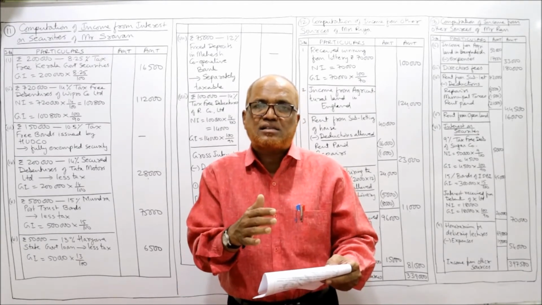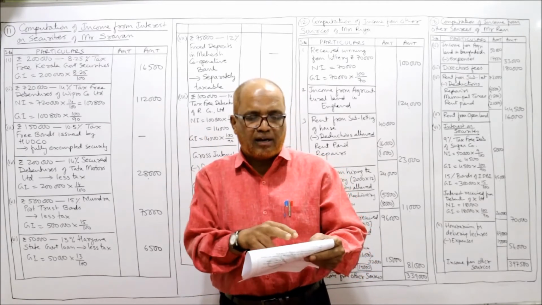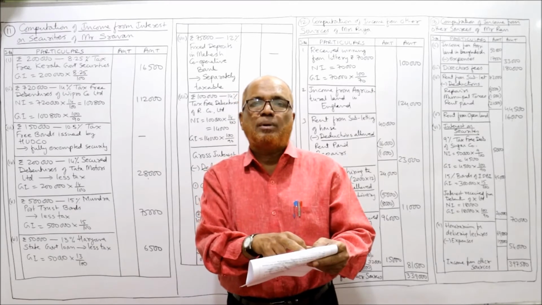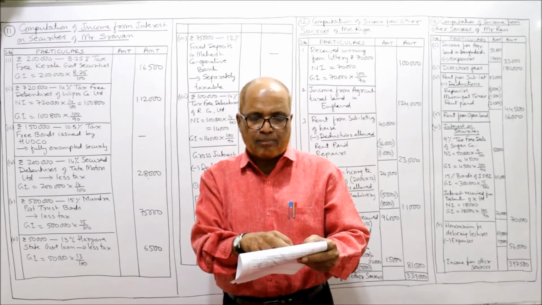When it is less tax, one step: gross interest is equal to face value into rate by 100. 50,000 into 13 by 100. That's all. Interest is payable 30th June and 31st December.